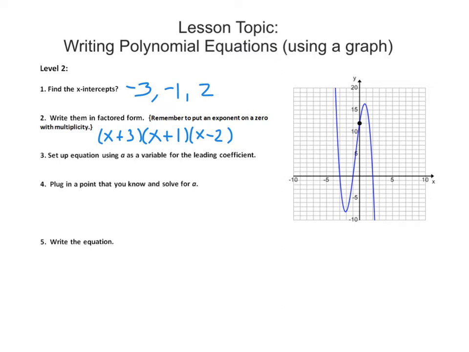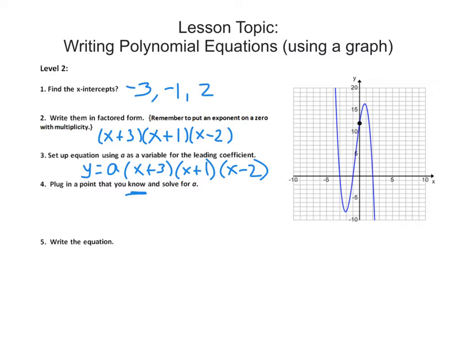Now we're going to set up an equation using a as a variable for the leading coefficient, because we're pretty close to writing the equation here, but we don't have y equals and the a value, the leading coefficient, in the front. So I'm going to write my equation y equals a times x plus 3 times x plus 1 times x minus 2. Now, we're going to plug in a point that we know, and we're going to solve for a. Typically, I will provide a point for you in the graph. If I don't, you find your own.